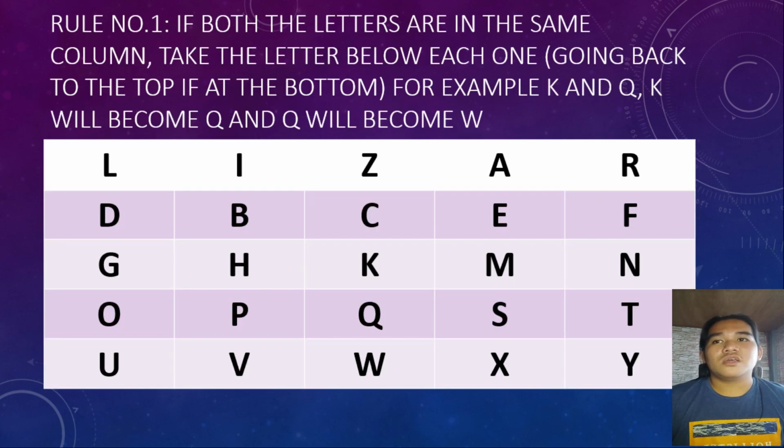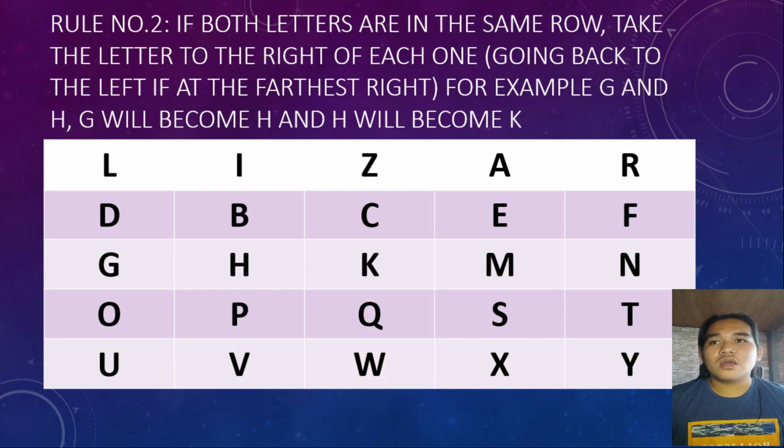Rule number 1. If both the letters are in the same column, take the letter below each one, going back to the top if at the bottom. For example, K and Q. K will become Q and Q will become W.